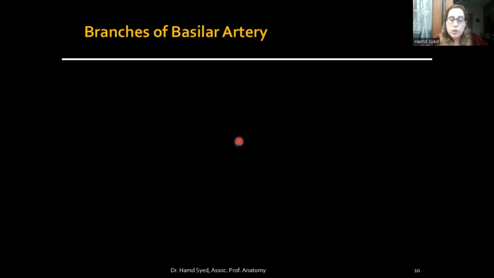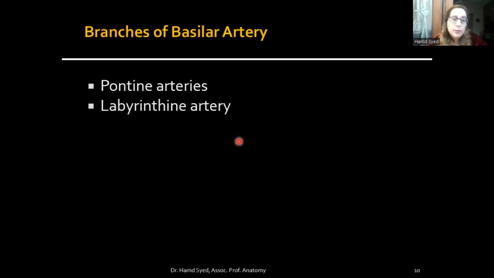Now, let's summarize the branches of the basilar artery. As I told you, the basilar artery is formed by the union of the two main vertebral arteries, and it gives off small, numerous branches which enter the substance of the pons, known as pontine arteries, plus a labyrinthine artery which passes through the internal acoustic meatus with the 7th and 8th cranial nerves, namely the facial and vestibulocochlear nerves, to reach the inner ear.